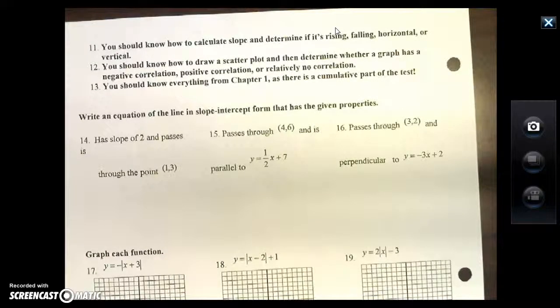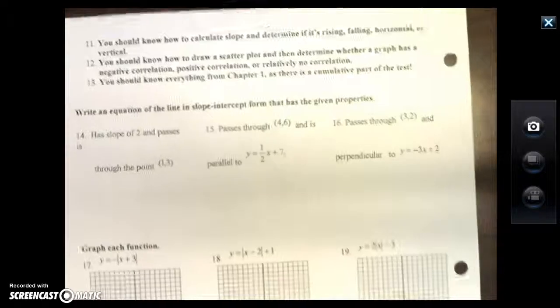Here we go. 11, 12, and 13 are just more or less things to think about for the upcoming test, as opposed to things you have to actually do practice problems for. You should know how to calculate slope and determine if it's rising, falling, horizontal, or vertical. By the way, the slope formula, as well as any formula in class, will be provided for you on all assessments. They'll be on the front board, or on your test, whatever it may be. I don't really ask you to memorize it, just know how to use it.